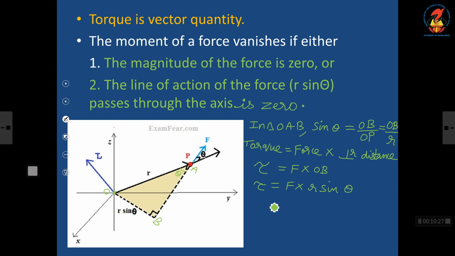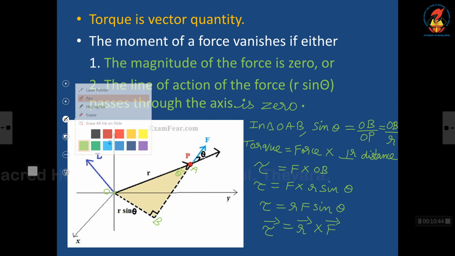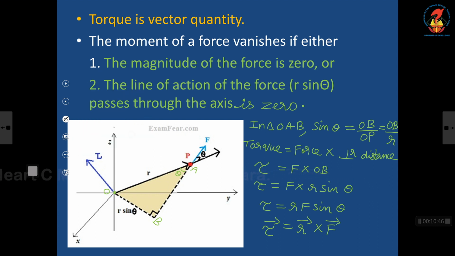Therefore, tau is equal to rF sin theta, or in vector form torque is equal to r cross F. Torque is equal to r cross F. This is the expression for the torque.